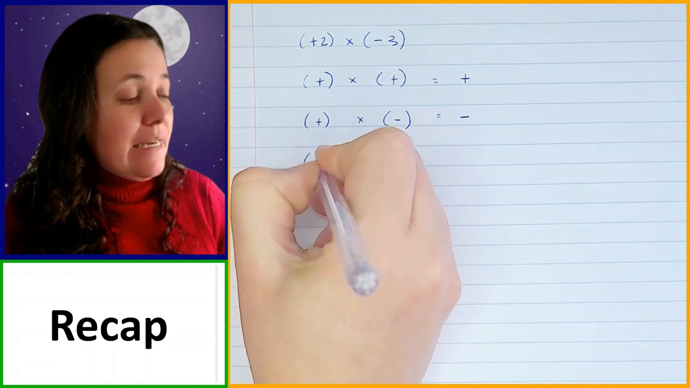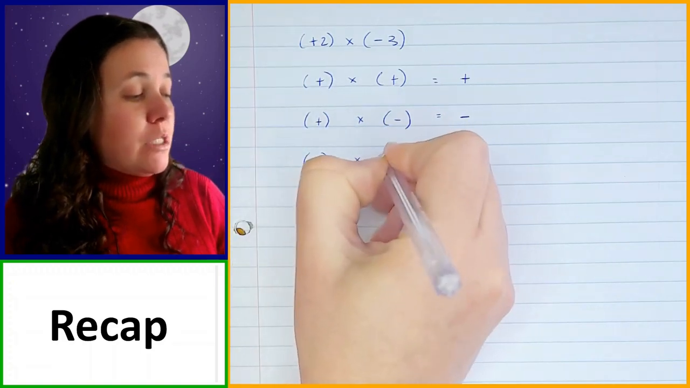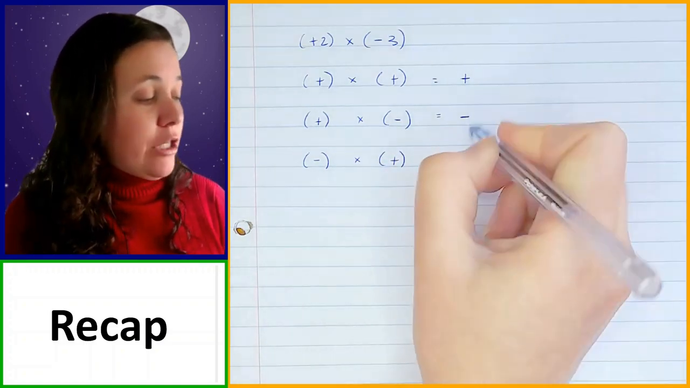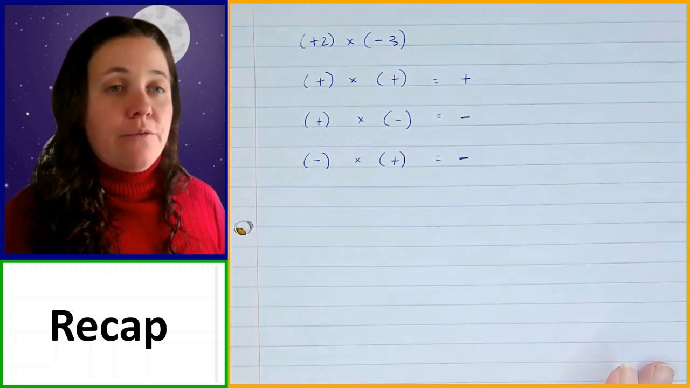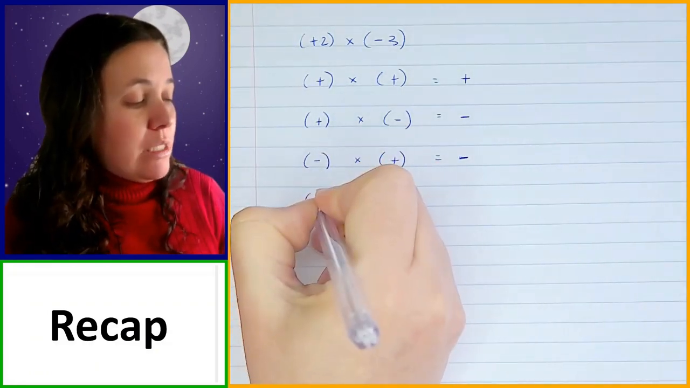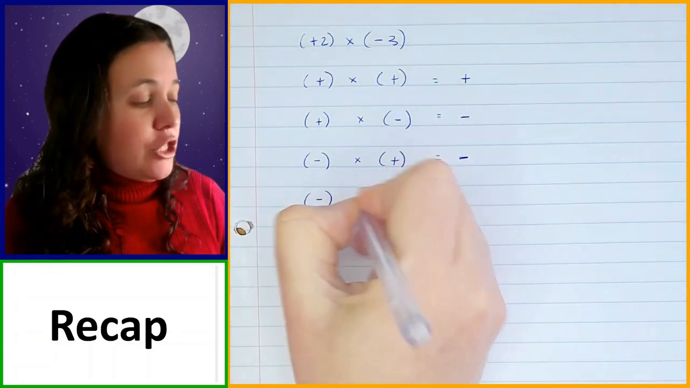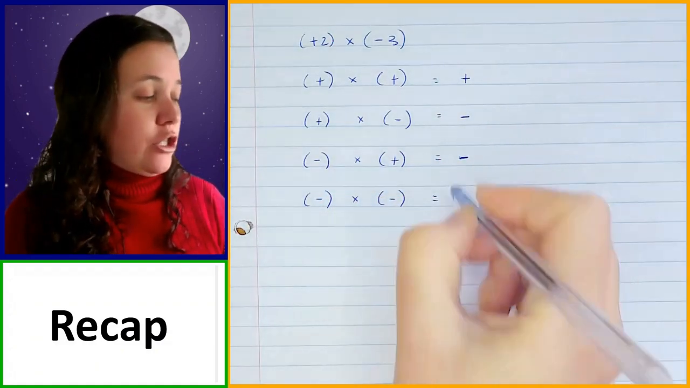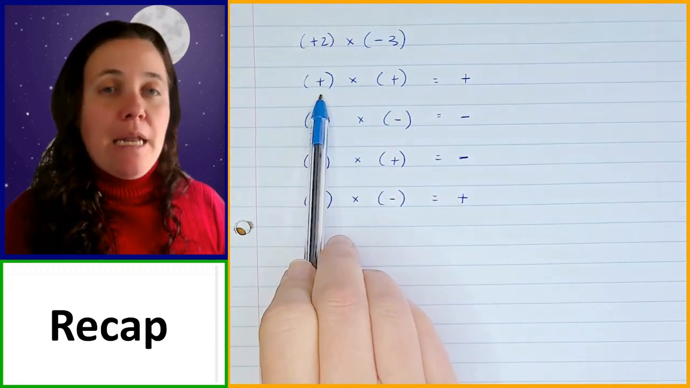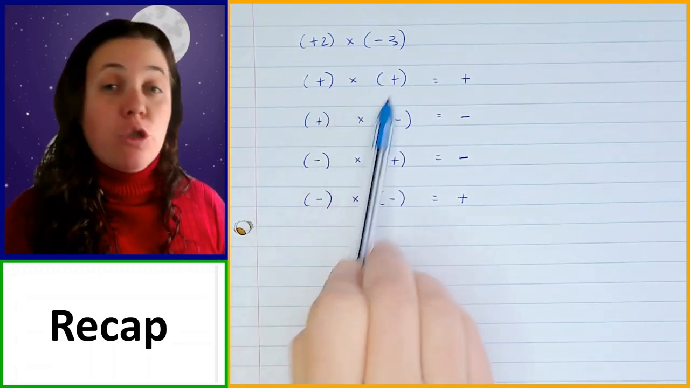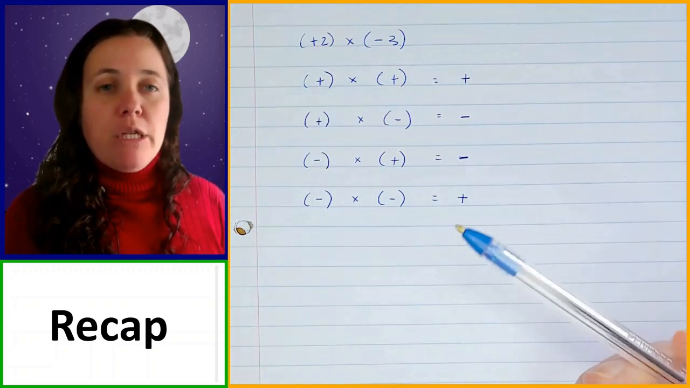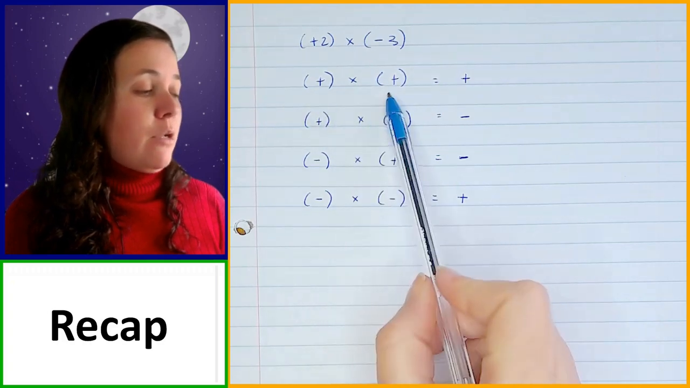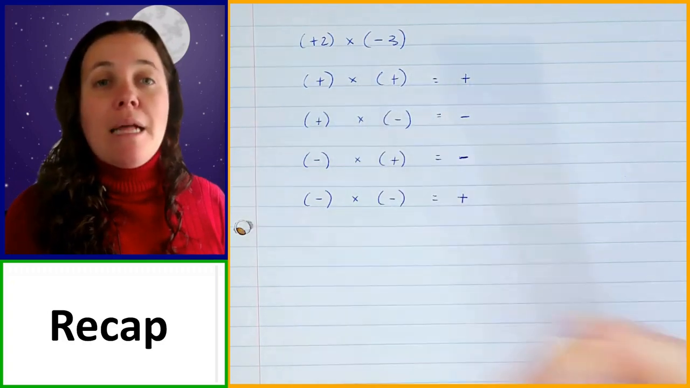When she was facing the negative direction and she jumped forwards, then we ended up with her going in the negative direction. So we end up with a negative. And finally, when she was facing the negative direction and she jumped backwards, then she ended up going in the positive direction. So when you have a positive multiplied by another positive, which is what you used to, you've always multiplied positives by positives all the way through school so far. So when you had a positive multiplied by a positive, you end up with a positive answer, and that's normal.